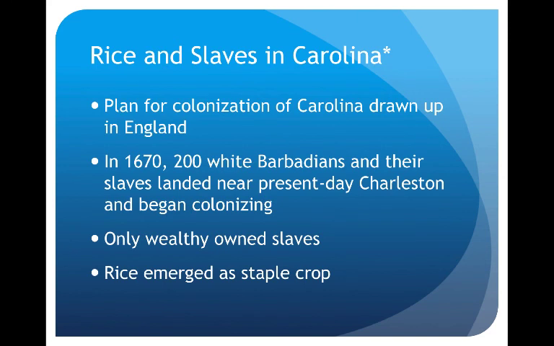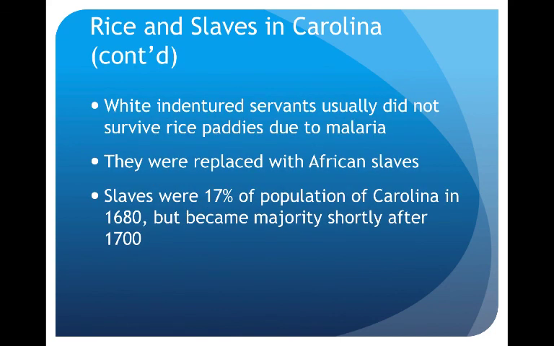In 1670, 200 white Barbadians and their slaves arrived near present-day Charleston and began colonizing. Rice becomes the staple crop of Carolina. White indentured servants usually didn't survive working in the rice paddies because of malaria, so they were replaced with African slaves. Just to give you some numbers to show how quickly the slave population grew: in 1680, slaves were about 17% of the population of Carolina. But by 1700, 20 years later, they became a majority of the population in Carolina. So you can see slavery really takes hold in those 20 years, and it's going to be over 150 years before it's wiped out.